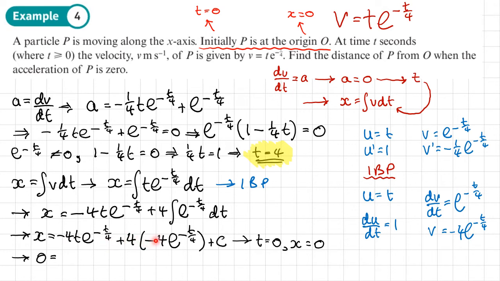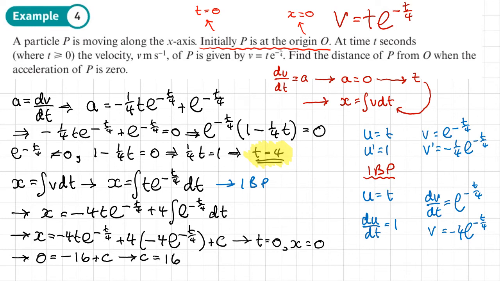Then this part here, the e to the power part, is going to be e to the 0, which is 1, so we're going to have negative 4 times by plus 4, so we've got negative 16. So all that's left is negative 16 plus c, which means that c is equal to 16.